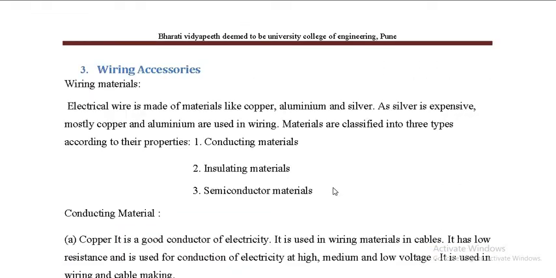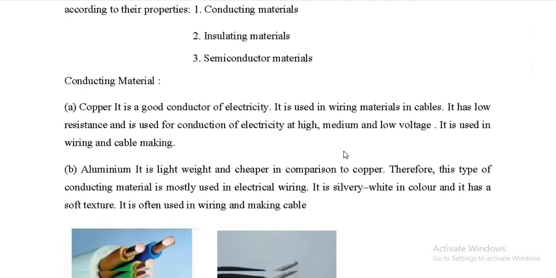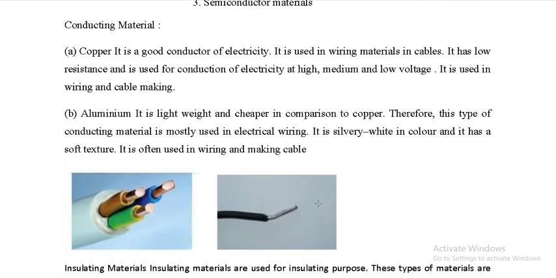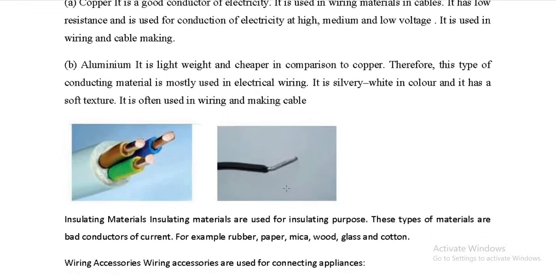Okay, when I talk about wiring accessories, the very first thing that should come into your mind is the different materials used. When I say materials, it will be conducting materials, insulating materials, semiconductor materials. So for conducting materials, normally copper is the best one, but economically speaking, aluminum gives a better option, isn't it? Yes, you must have seen such types of cables, such types of wires.